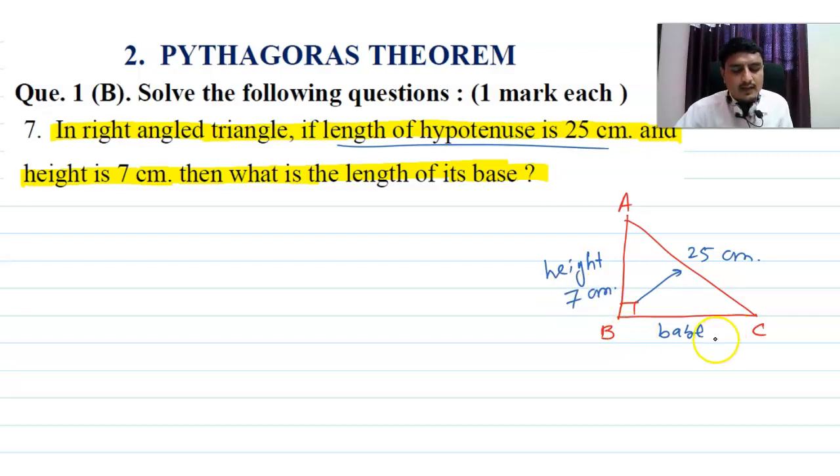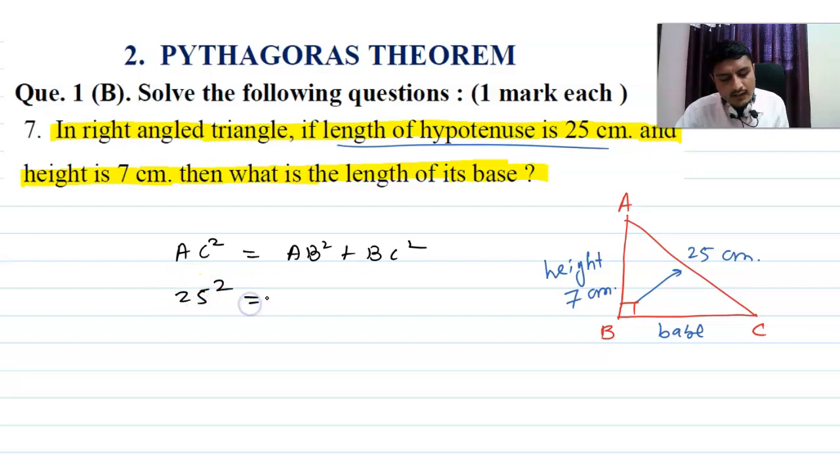We have to evaluate the base, that means the length of BC. For the given triangle ABC, right angled at B, by using the Pythagoras theorem, hypotenuse square, that is AC square, equals the sum of squares of the remaining two sides, AB square plus BC square. Replacing by their values, AC is 25, so 25 square equals AB, whose value is 7, so 7 square plus BC square. Now 25 square is 625 while 7 square is 49, plus BC square remains as it is.